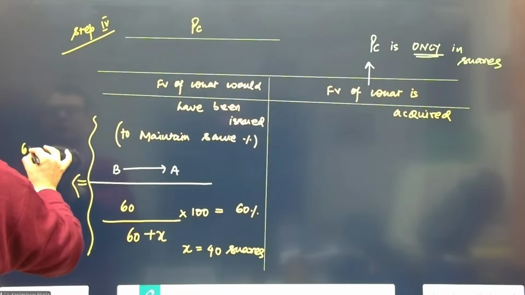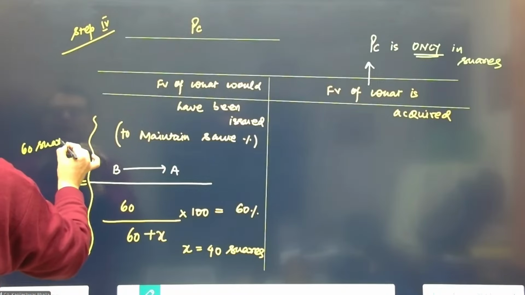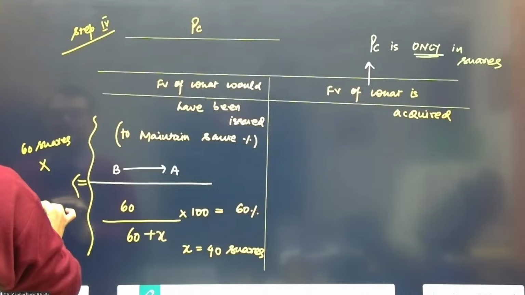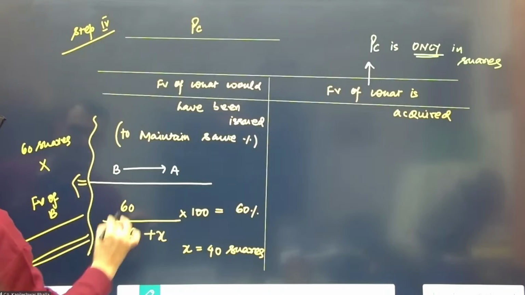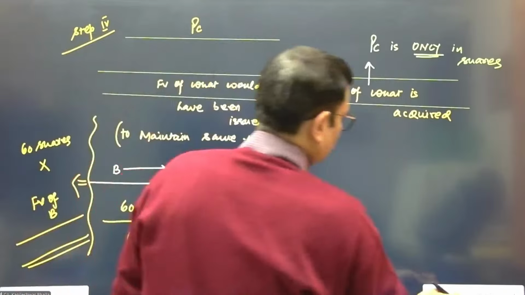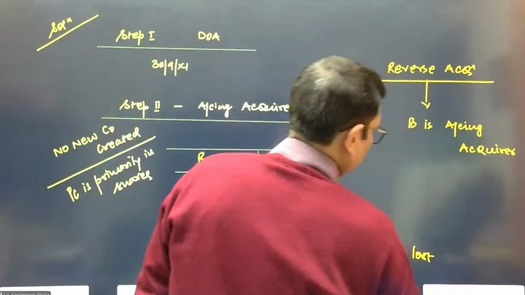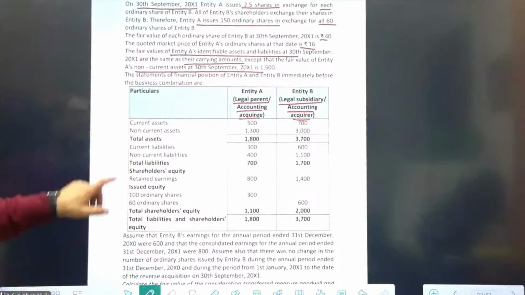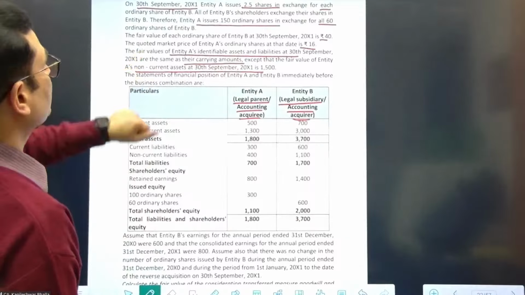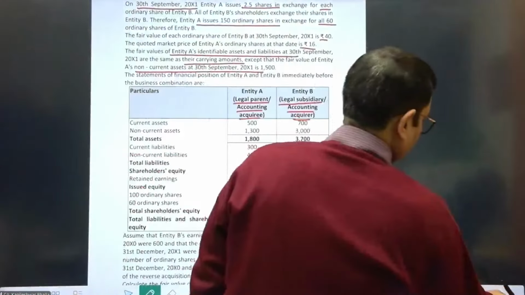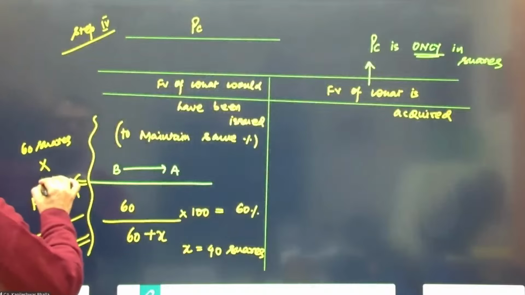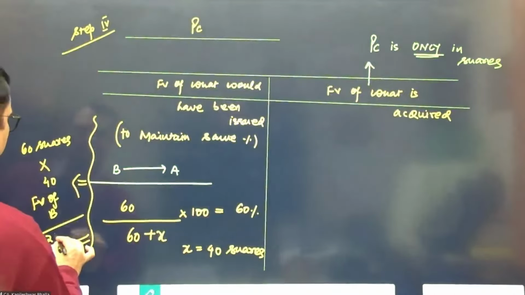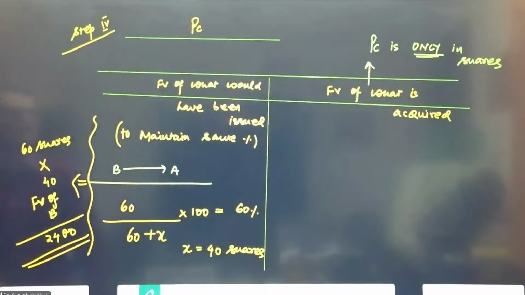If B would have issued 60 shares, what is the fair value of B? So let's see what is the fair value of B in this case. The fair value of B is 40 rupees per share. So he would have issued a total of 60 shares at the rate of 40. The purchase consideration would have been 2,400.